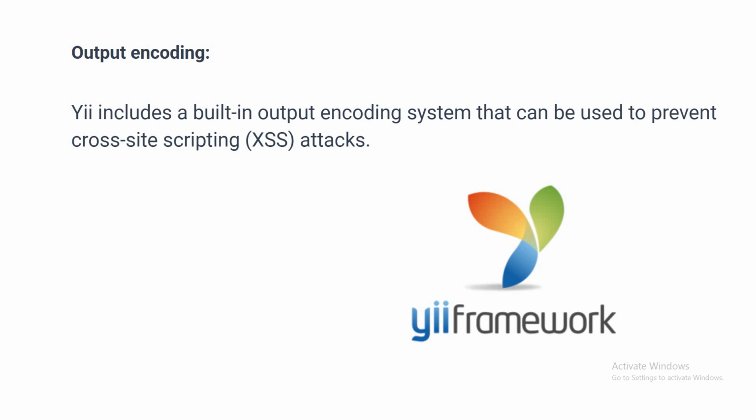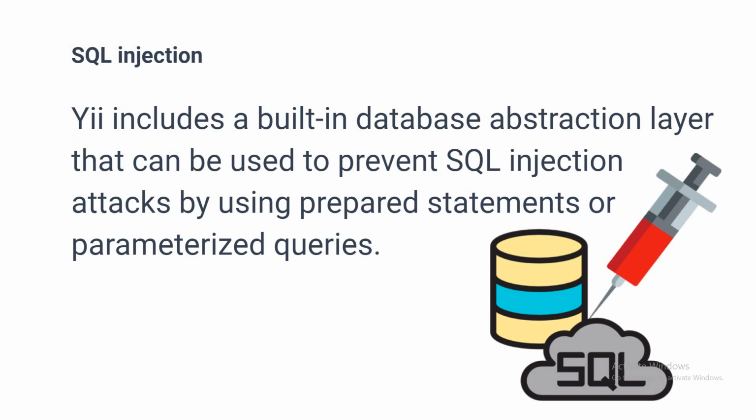So the next one is output encoding. That's what they call cross-site scripting attack. I don't really understand it that much, but somebody can go deeper to check out what cross-site scripting attack is. I think it's one of the most common attacks that most script kiddies use. Then there's also SQL injection protection. The framework does that for you.